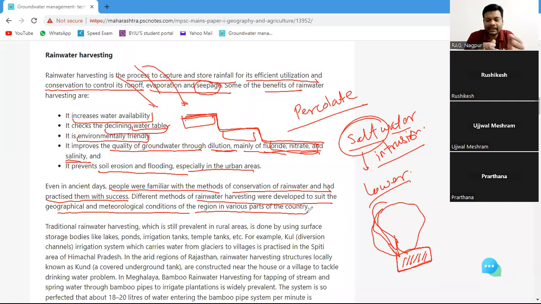As they knew that the geological and geographical condition of the area is like this, and it cannot hold much water, what did they do? They constructed artificial pits, because rocks naturally cannot hold water. So we need to give them some artificial aid to store water, because water is a basic necessity.